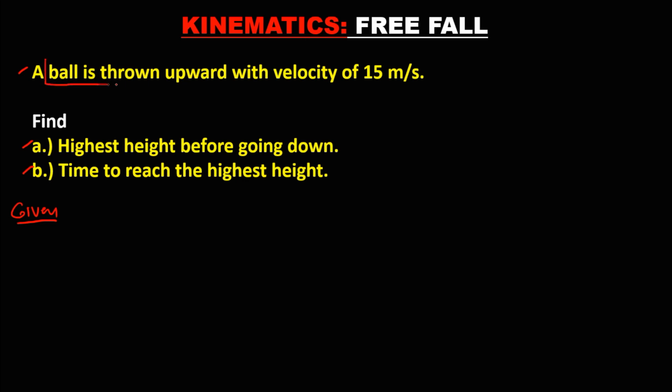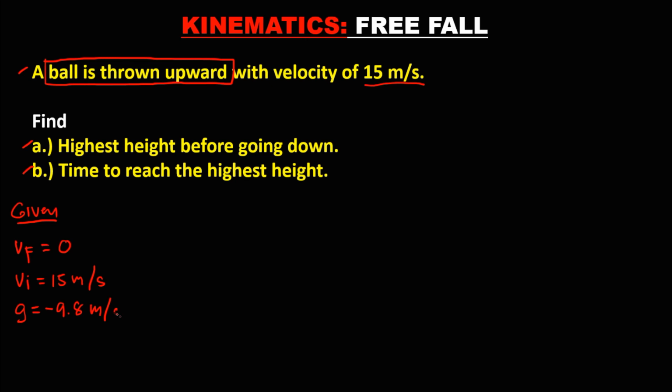Since the ball is thrown upward, the final velocity is equal to 0, and this 15 meters per second is the initial velocity. So we have 15 meters per second. Then also the gravity, this value is constant, that's negative 9.8 meters per second squared.